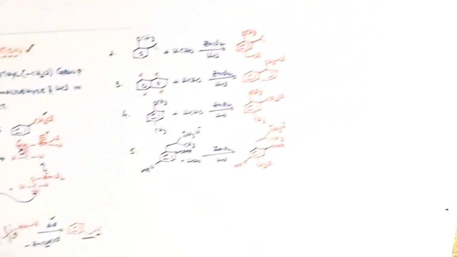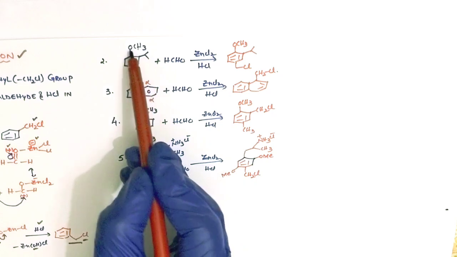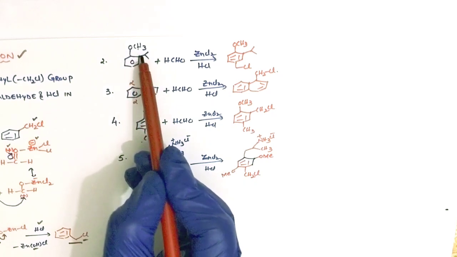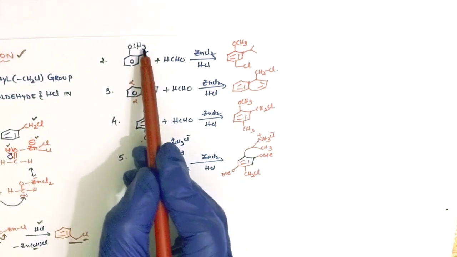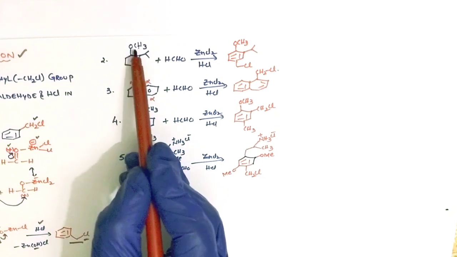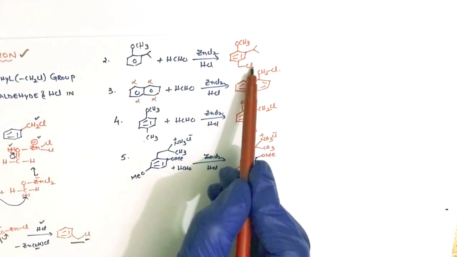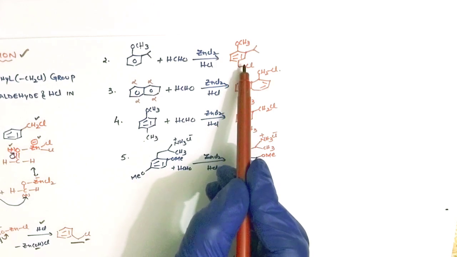Okay, see the next example. Here we have OCH3 and isopropyl group. Both are the ortho-para directing groups, or not? But the more influence is with this one. That's why ortho is occupied, so we need to have the para position. So at the para position CH2Cl is introduced.